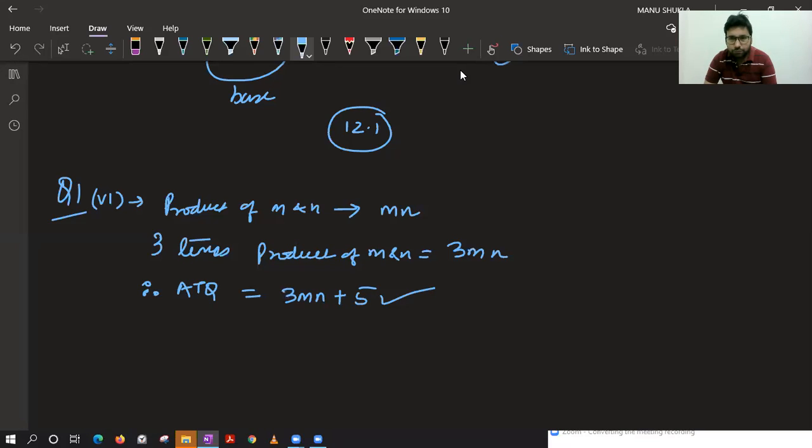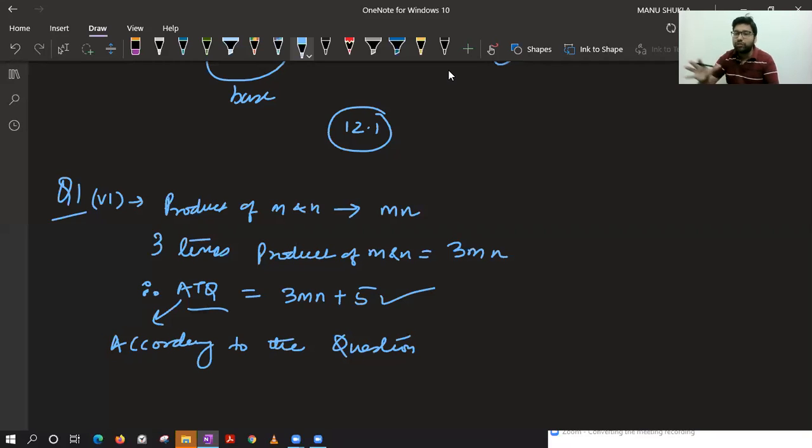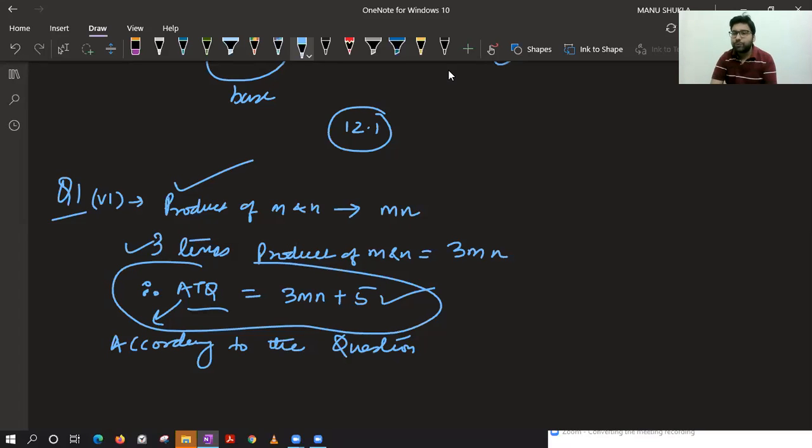ATQ, many times we have used. ATQ means according to the question. Normally we use it in the end statement where we are compiling all the things. I have broken the question in many parts, first part, second part, and finally I merged all the parts. That is why I use the term according to the question.